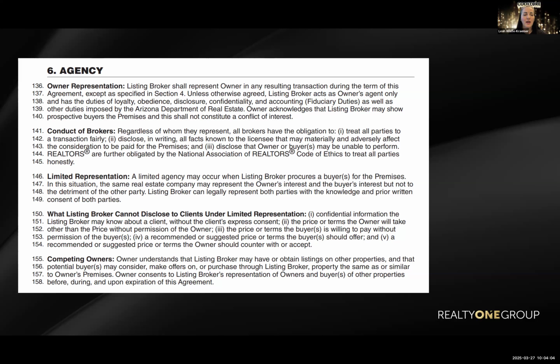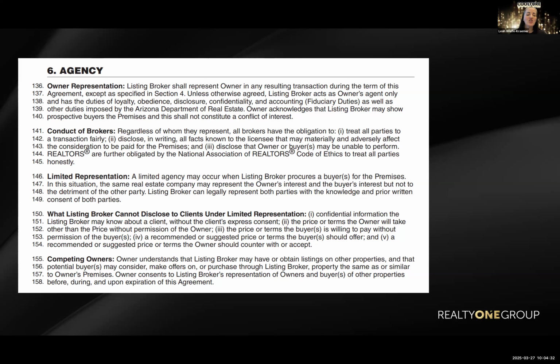The price or terms the owner will take other than the price, meaning the list price, without permission of the owner. Same thing. They're like, hey, you know what? Go ahead and tell them, I'd accept $10,000 less if we can make this happen within the week. Sure, that's fine. The price or terms the buyer is willing to pay without permission of the buyers. Chances are, as a listing agent, you don't know that. But if it happens to come up in conversation with the other agent, you cannot let the seller know without permission of the buyer.